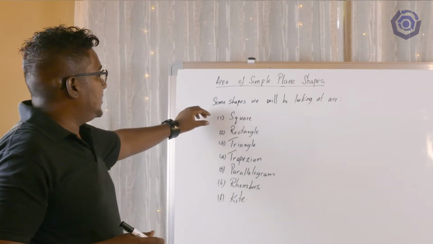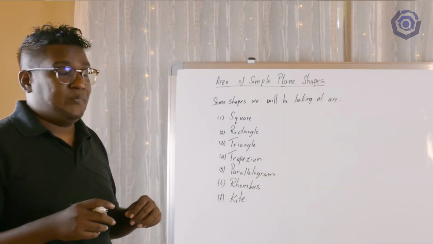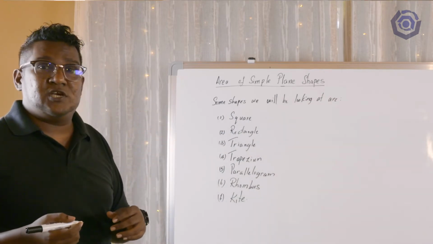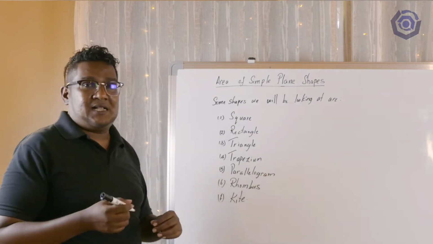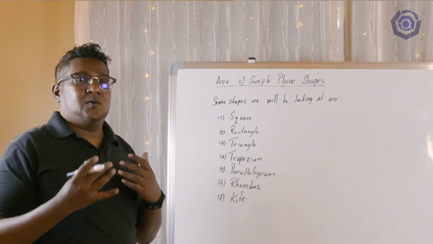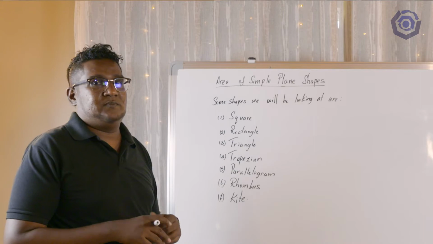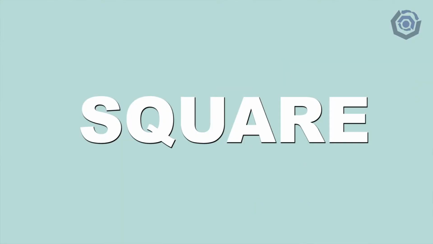Now we're going to go to each individual shape where we're going to look at the properties of each shape. We're going to state the formula to calculate the area of the shape, and then I'm going to work an example for you. The first shape that we'll be looking at is the square.